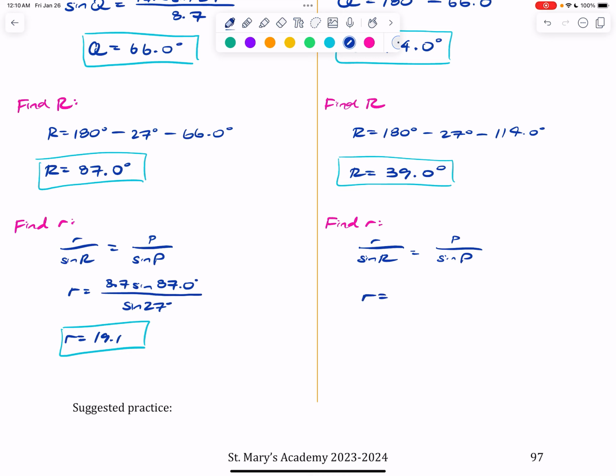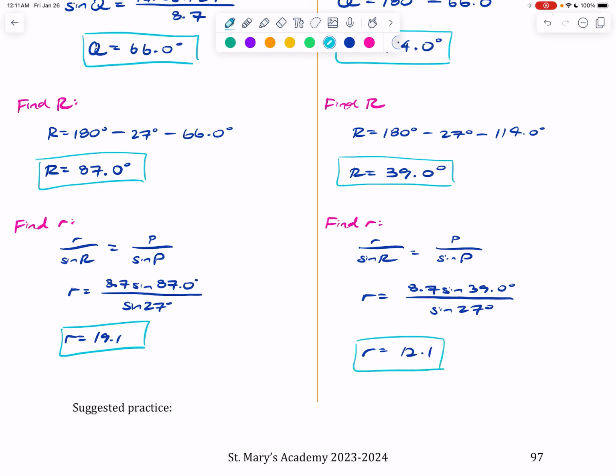For the other one, P sine R, 8.7 sine 39 degrees, all over sine P, so all over sine 27. And in this case, punching that into calculator, I'm getting 12.1. So that is how you solve triangles when there is an ambiguous case.